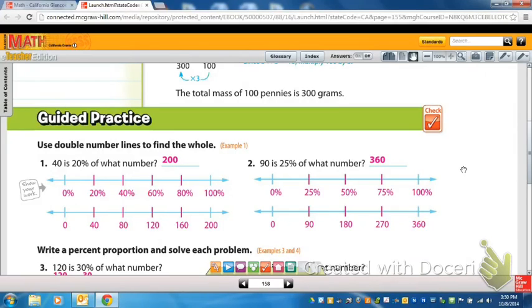And then number 1 we did in class. We started with 0%, then we went with 20 and increased it by 20 all the way across. And started with 0 and then went with 40 and increased by 40 all the way across.